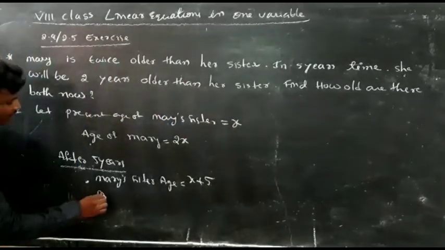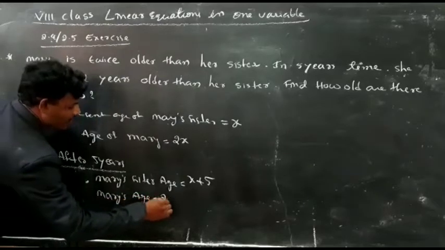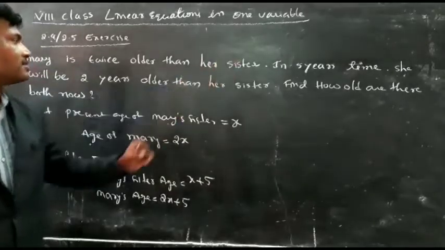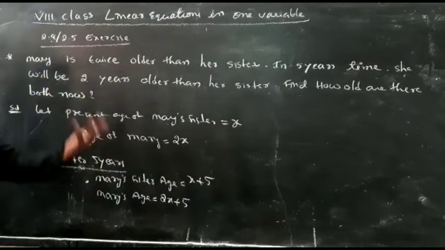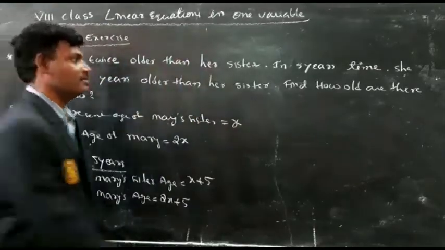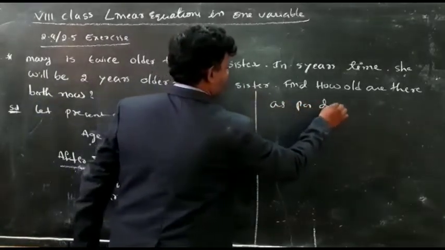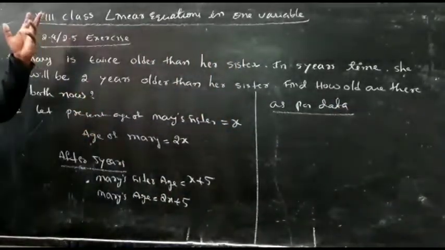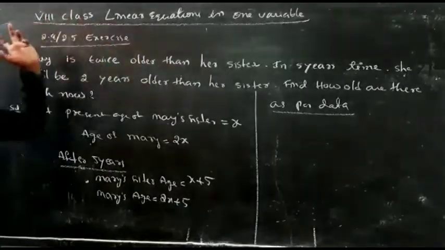Then after 5 years, Mary's age is equal to 2x plus 5. In 5 years, she will be 2 years older than her sister. So after 5 years, Mary's age is 2 more than her sister's age. As per the given, after 5 years, Mary's age is 2 years more than her sister's age.